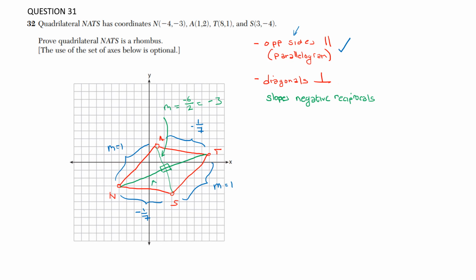And for this diagonal, we've got a rise of, looks like 1, 2, 3, 4, and a run of, looks like, 12. And that simplifies to 1/3. Let's bring these values here so it's easier. We have a negative 3 and we have a positive 1/3. And now these are indeed negative reciprocals of one another. So it does satisfy the condition that the diagonals must be perpendicular to one another. And thus, quadrilateral NATS is indeed a rhombus.